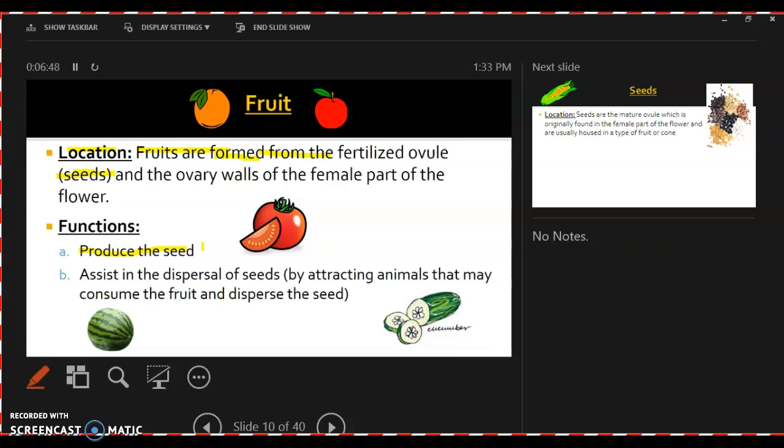The seeds would go into the soil unless a bird picked them up, but most of the time they would go in the soil, and they would generate a new plant. Okay, so that fruit, that watermelon, its main job was to protect the seeds, and then assist in the dispersal of seeds. Some animals may eat the fruit and disperse the seeds everywhere. So just know that the fruit's main function is to produce the seed.